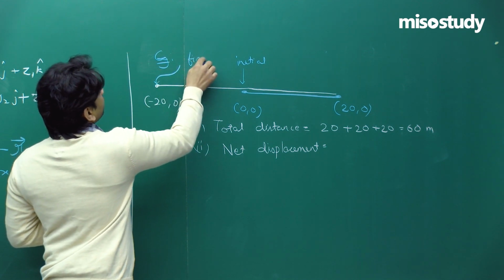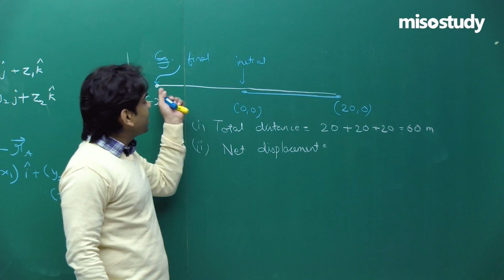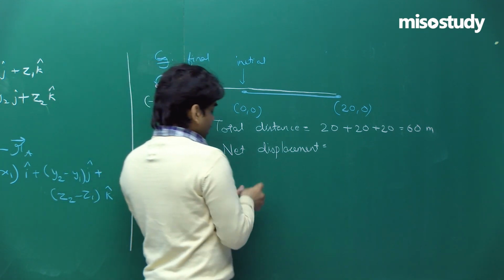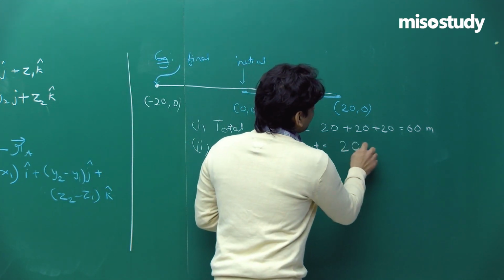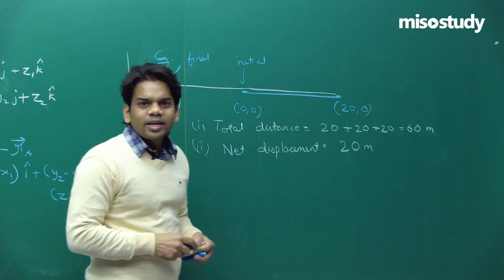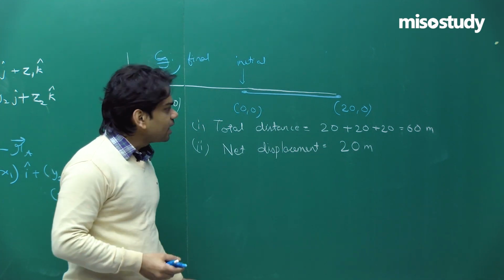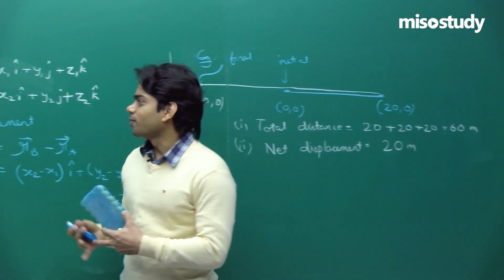This is the final point. So see the path length, this is only 20. So net displacement will be equal to only 20 meter. So you would be having an idea about distance and displacement. Let's come with one more example here we will do.